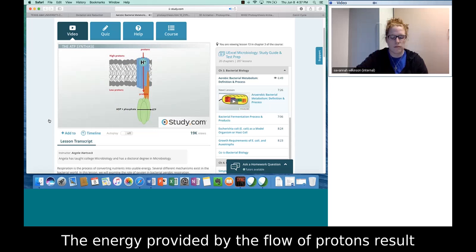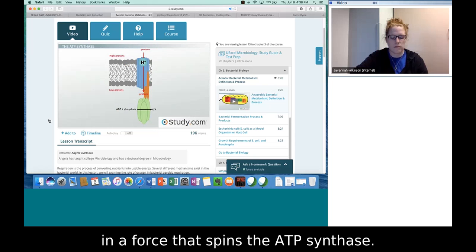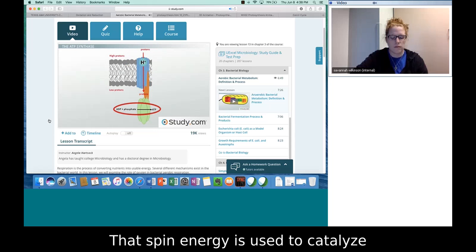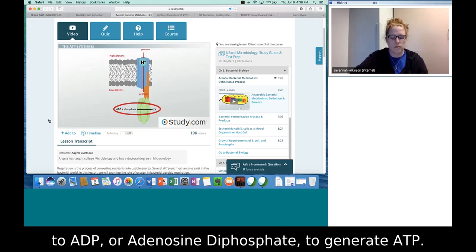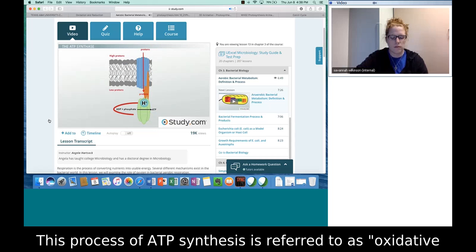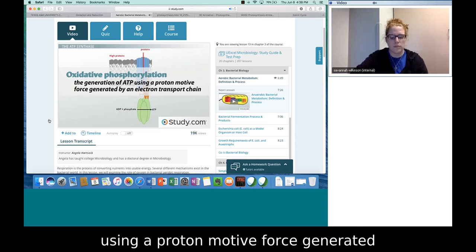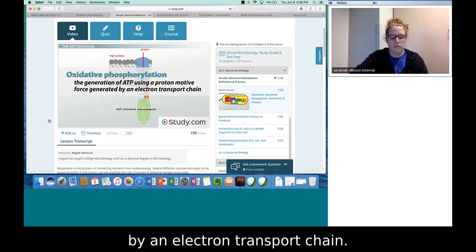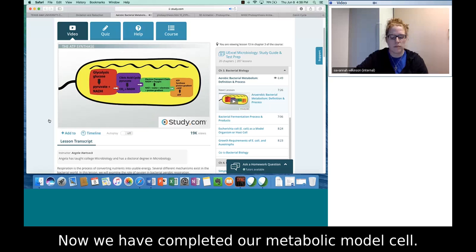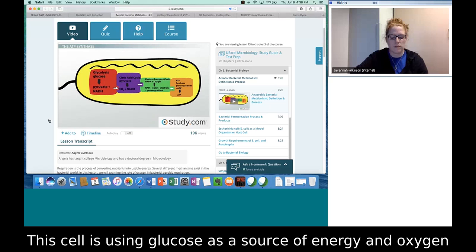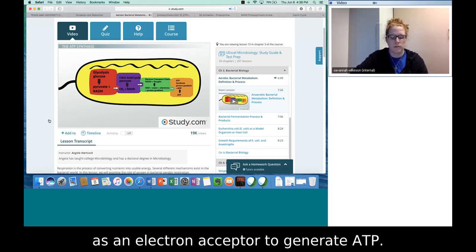The energy provided by the flow of protons results in a force that spins the ATP synthase. That spin energy is used to catalyze the addition of a phosphate group to ADP, or adenosine diphosphate, to generate ATP. This process of ATP synthesis is referred to as oxidative phosphorylation, or the generation of ATP using a proton motive force generated by an electron transport chain. Now we have completed our metabolic model cell. This cell is using glucose as a source of energy and oxygen as an electron acceptor to generate ATP.